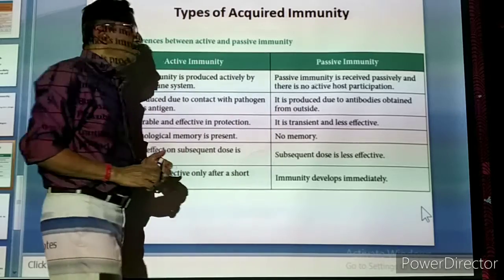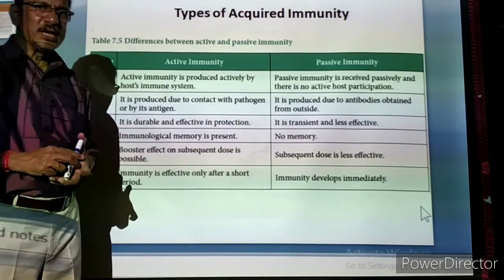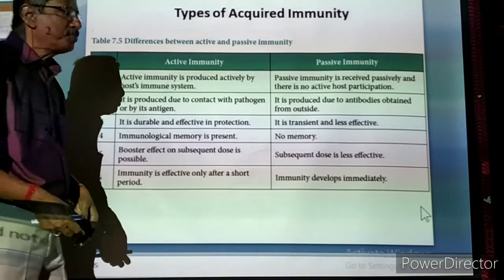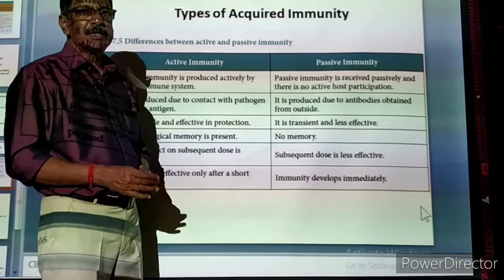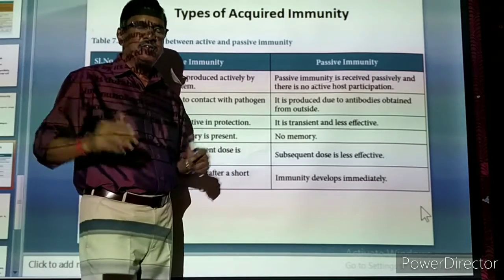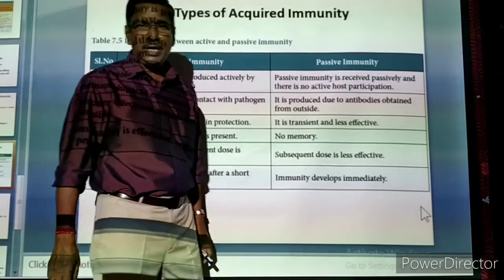Now passive immunity, what is this passive immunity? There are certain microorganisms that are very strong. They enter into the body, but our immune system cannot produce antibody. They cannot destroy the microorganism. That means what? The microorganism is more powerful, and our body cannot do anything with that. So our suffering will be more. At that time, passive immunity.